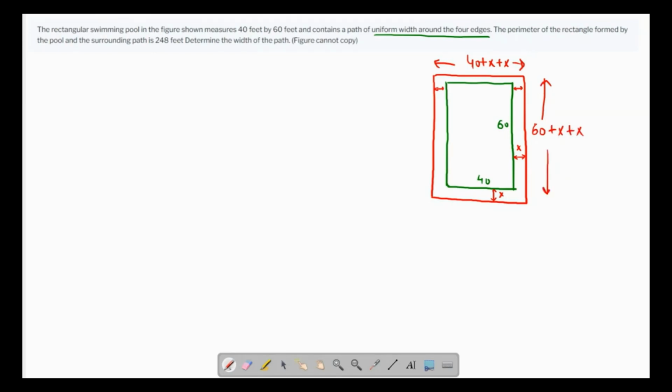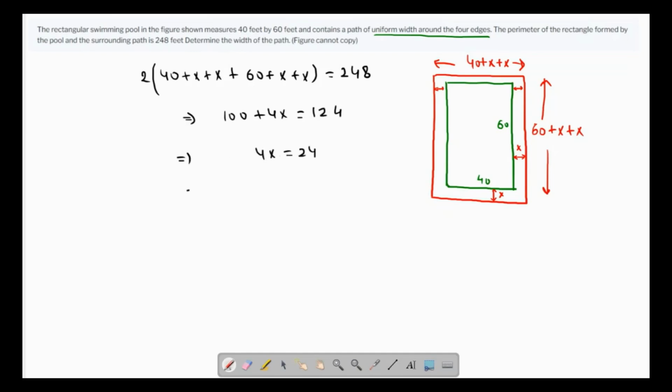All right, so the outside rectangle has a perimeter of 248. It means that twice of (40 plus x plus x) plus (60 plus x plus x) is given as 248. We divide both sides by 2 and simplify the parentheses. That's 100 plus 4x is given as 124. It means that 4x is given as 24. It means that x is given as 6, which is the required width of the path. Thank you.